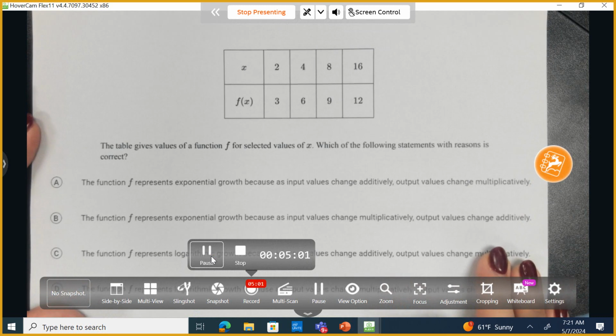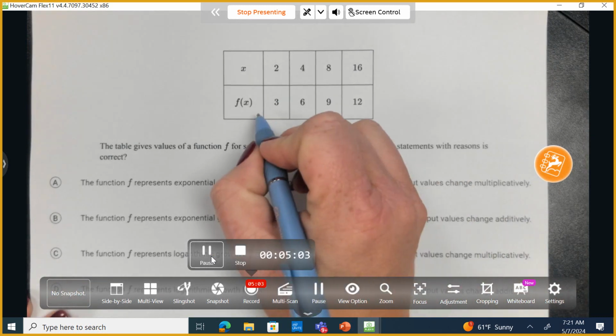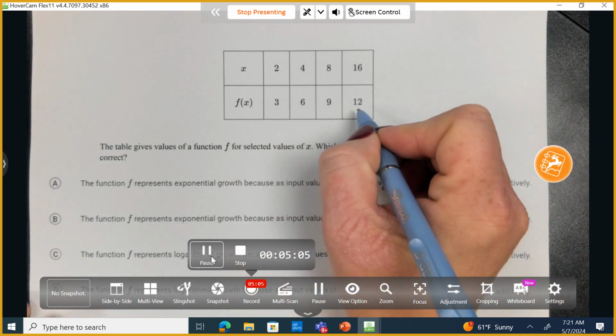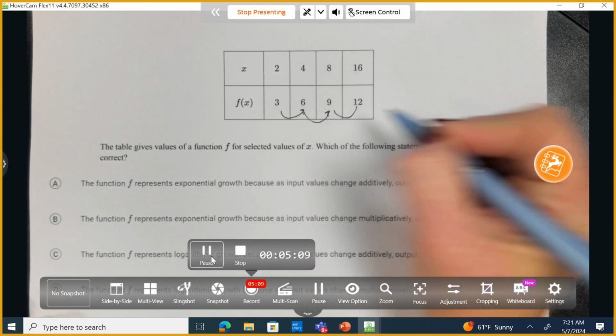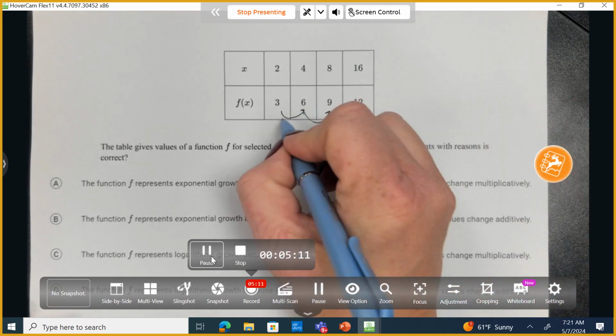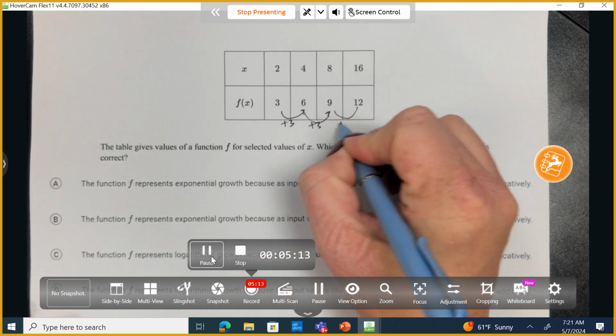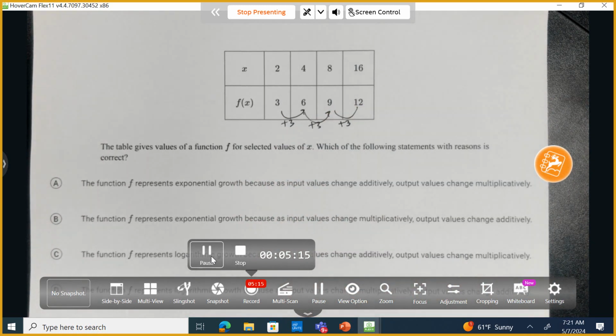Let's analyze right now. So I'm going to start right now because it's very easy to see the outcomes. How am I going from one outcome to the next? What am I doing? I'm consistently doing what? Adding the exact same. So there's a common difference here.